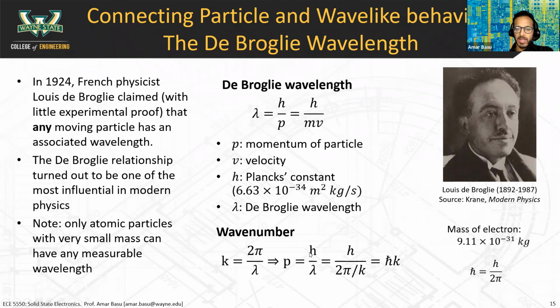The momentum is equal to h over lambda, and lambda is 2 pi over k. And h over 2 pi is a different version of Planck's constant, times k. So just a little bit of math here. What this is showing is that the momentum of a particle, p equals mv, is equal to Planck's constant times the wave number.